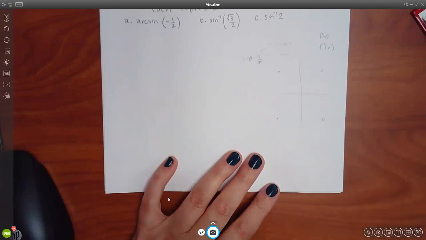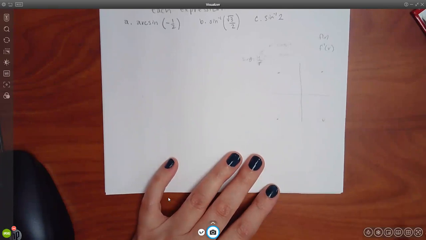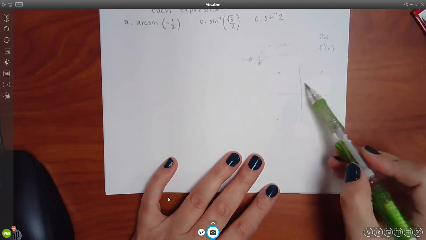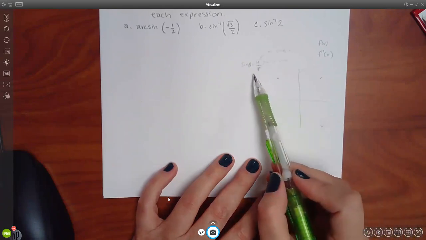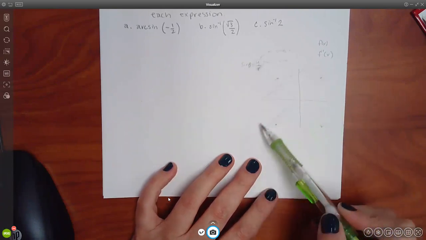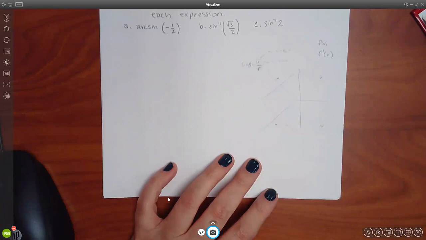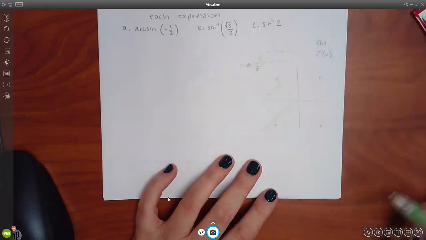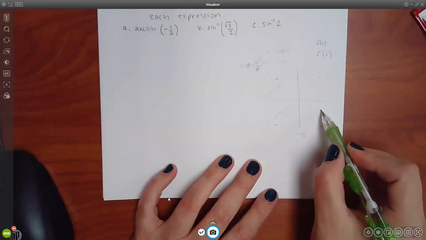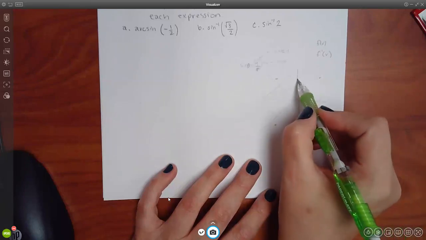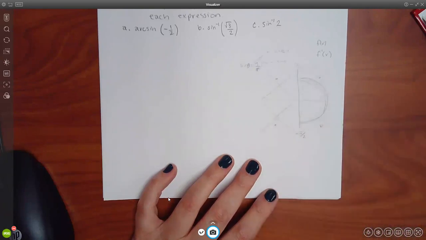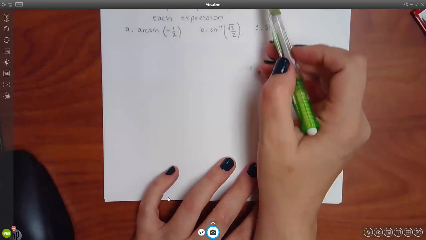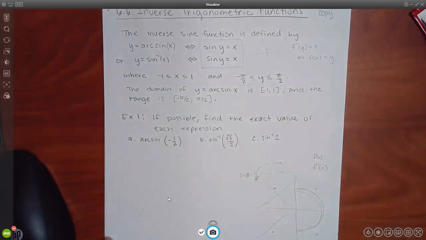So what they do is they restrict us and tell us which quadrants we can use for our answer and which ones we can't. They tell us that these quadrants are the ones where you're going to get your answer. So when you're doing the sine inverse, you will never get an answer in these two quadrants, ever. You have to get from negative pi over two, which is down here, to pi over two in the positive direction. So it has to be somewhere in here. That's what that restriction is telling us up there.